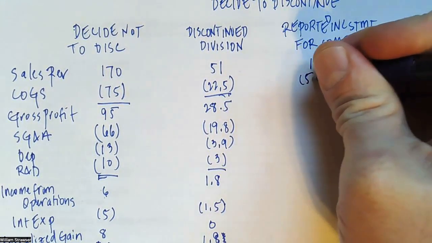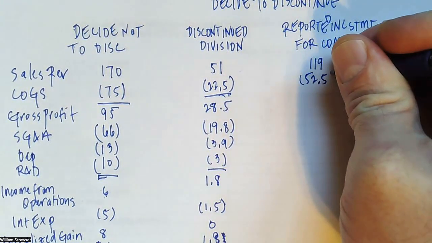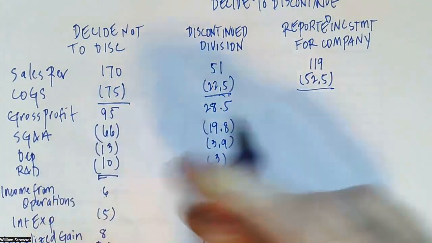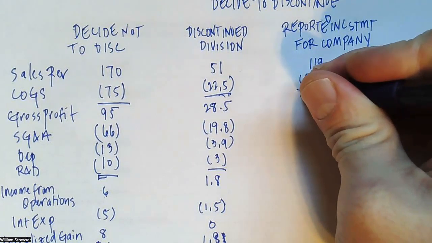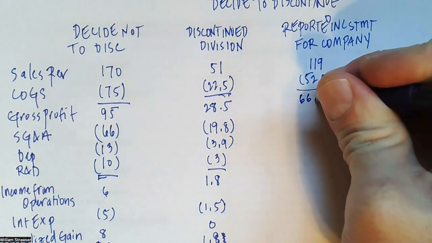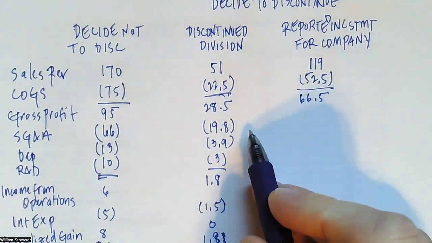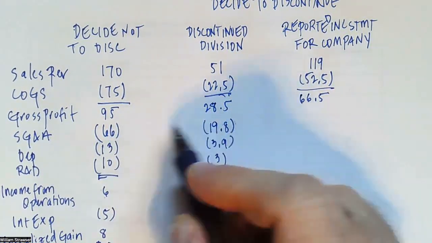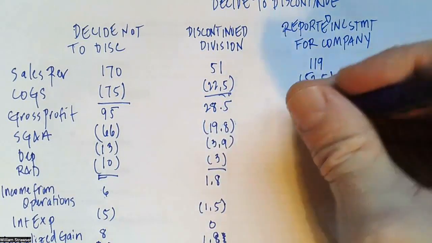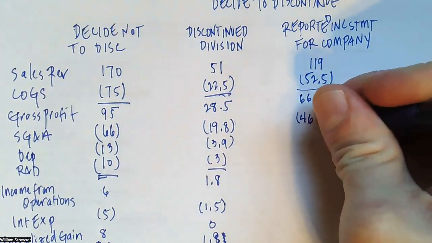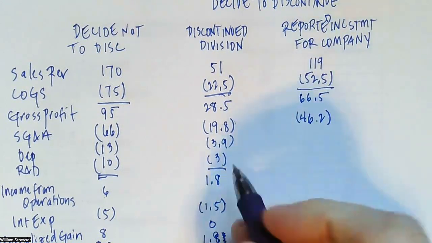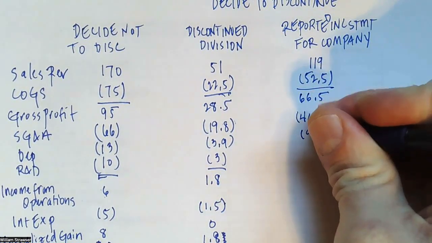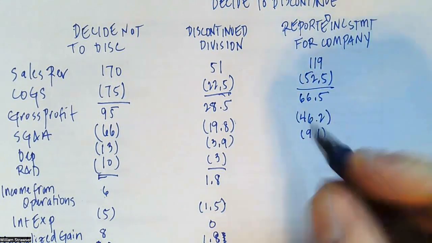52.5 is remaining of cost of goods sold. That's the cost of goods sold for the continuing operations, which gives me a gross profit of, take the difference, 66.5. And then we continue to take those differences. 19.8 of SG&A was the discontinued, which leaves 46.2 for the continuing operations. Same process for depreciation, leaving 9.1 for continuing operations.